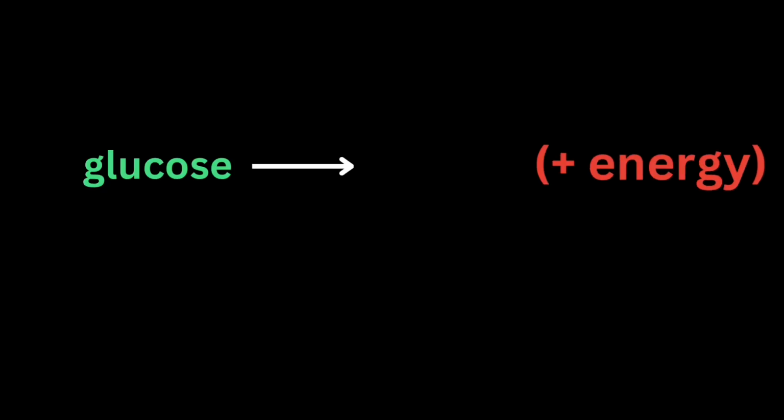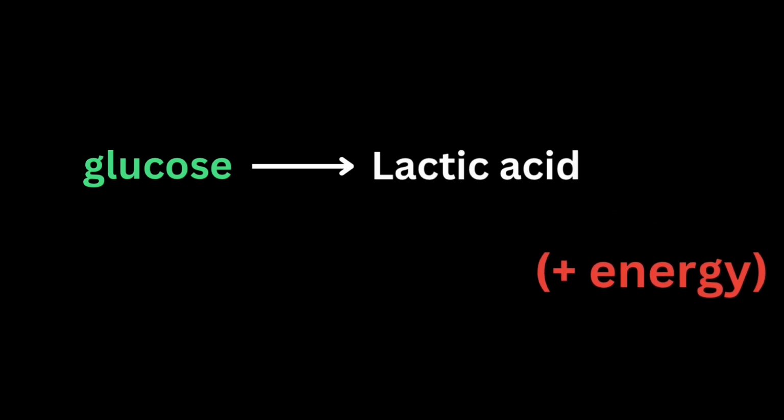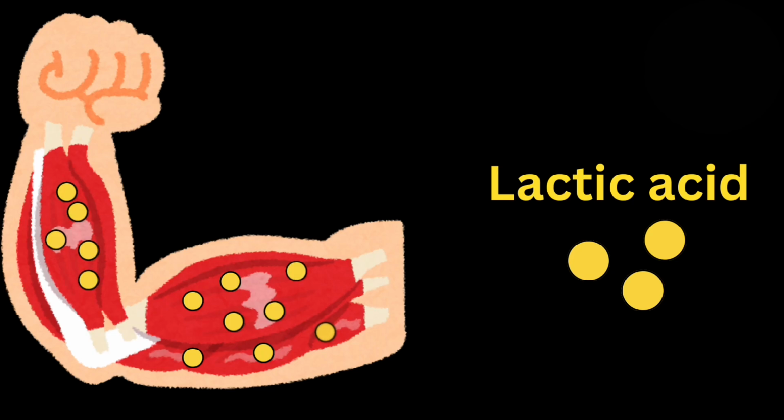In anaerobic respiration, glucose is broken down without any oxygen. This releases some energy, but not as much as aerobic respiration. The reaction also produces a chemical called lactic acid, which is a waste product. And lactic acid builds up in our muscles and makes them hurt.